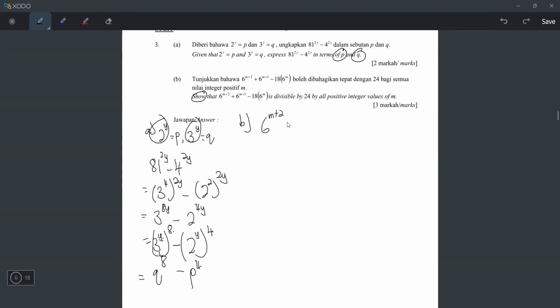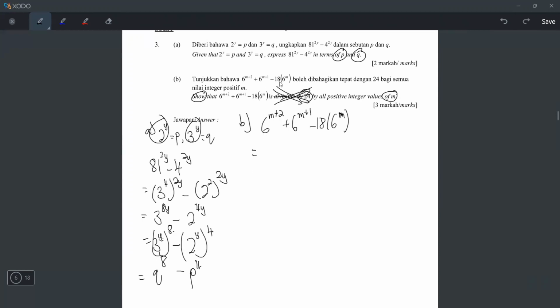6 power m plus 2, plus 6 power m plus 1, minus 18 bracket 6 power m. So they want you to show that this thing is divisible by 24 for all positive integer values of m. I actually revised this. I remember doing revision for this chapter in the Addmaths class. I don't know if you came or not that day, or if you remember, but I remember doing this revision. So just ignore this word. You don't have to worry about it. What they ask you to do is basically just simplify it.